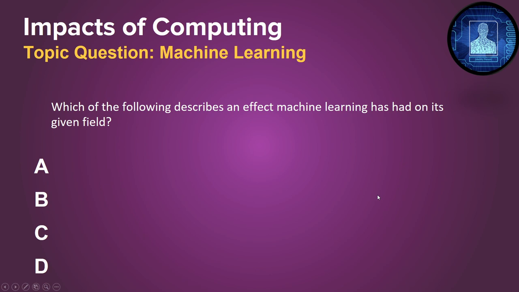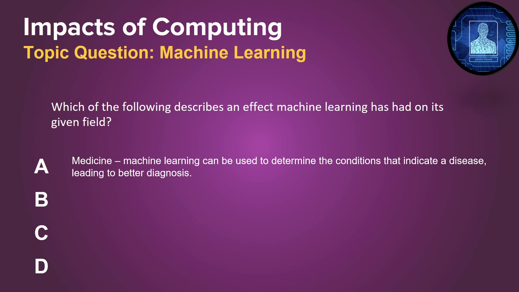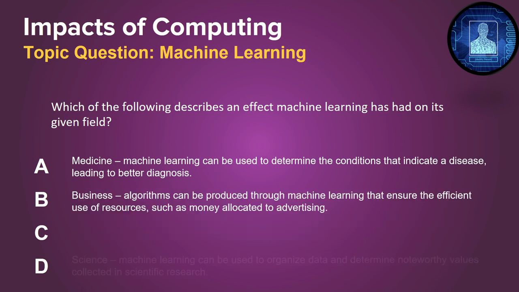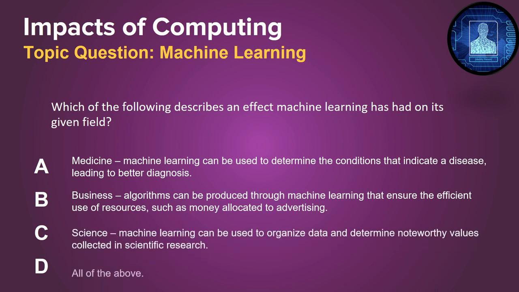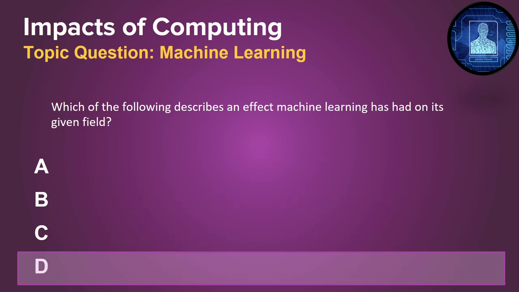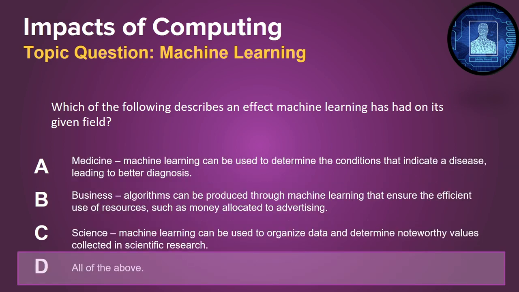Now this is talking about machine learning. So what we were looking at in AI there was machine learning. What effect has machine learning had on all its given fields? It's had an effect on all of these fields. So that's the answer there. All of these fields. Okay, machine learning's gonna have a big impact on our world, hopefully for the better in all these areas.